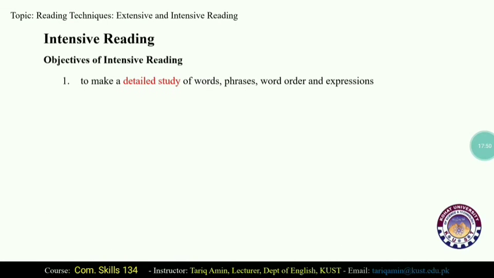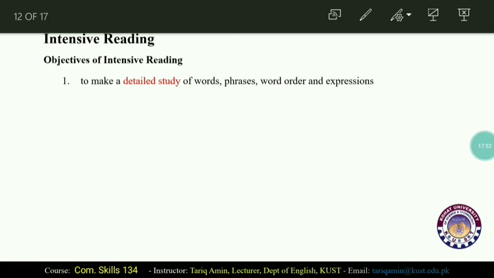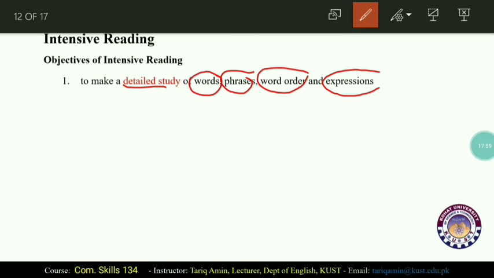Objectives of intensive reading are: the first one is to make a detailed study of words, phrases, word order, and expressions. We have discussed that in intensive reading, your focus or your objective is to study the words, phrases, clauses, word order, the meaning of different phrases, clauses, and sentences, and different expressions in detail. So you make a detailed study of these different aspects of language.